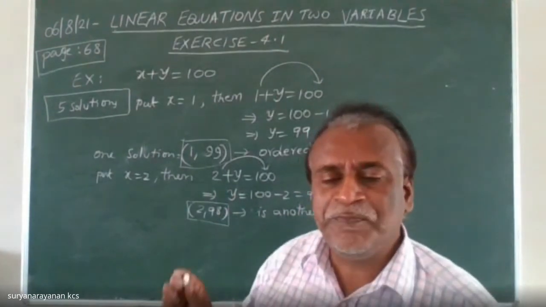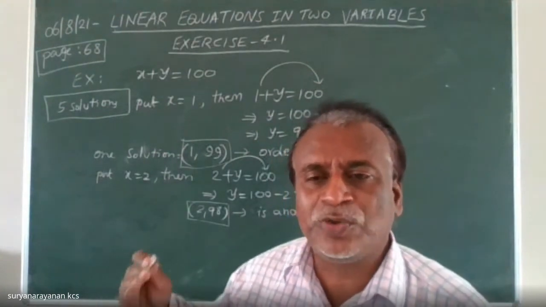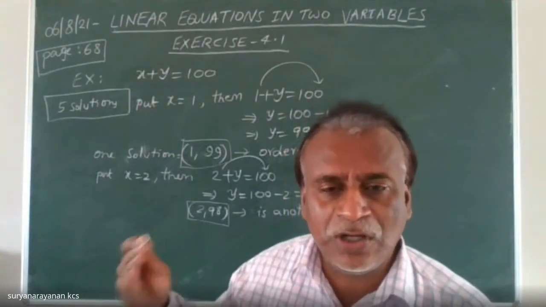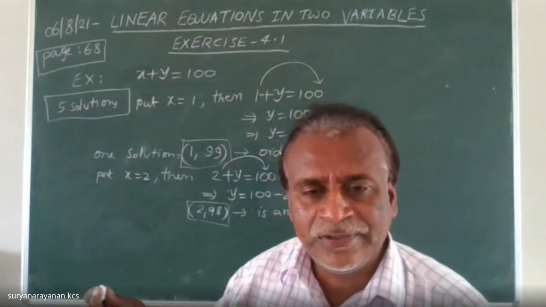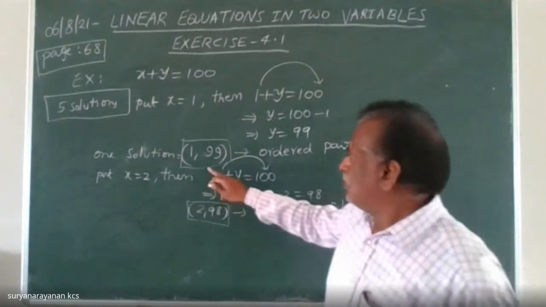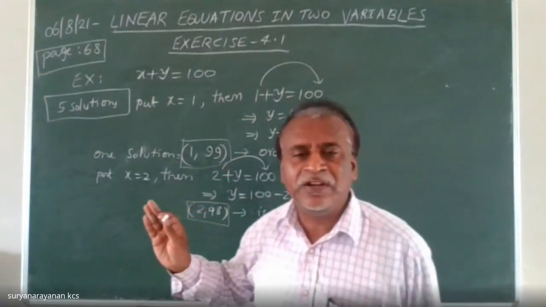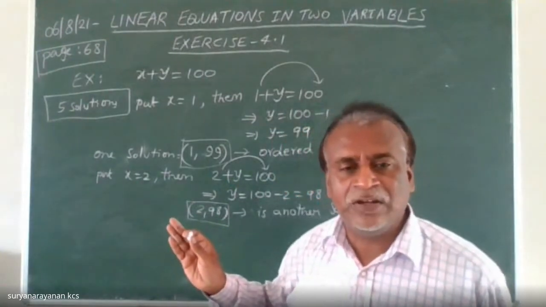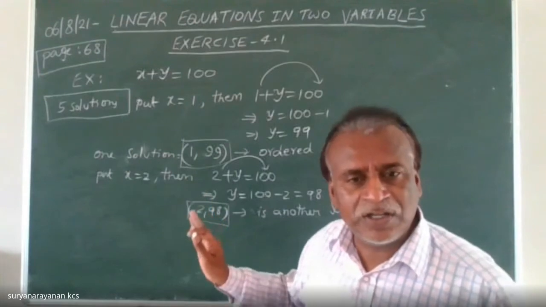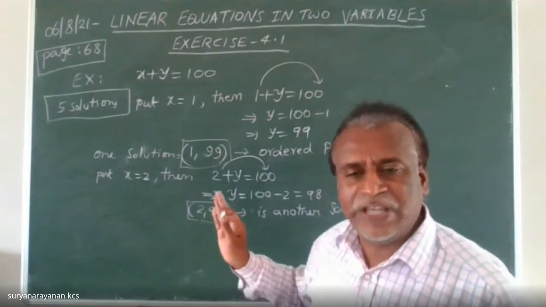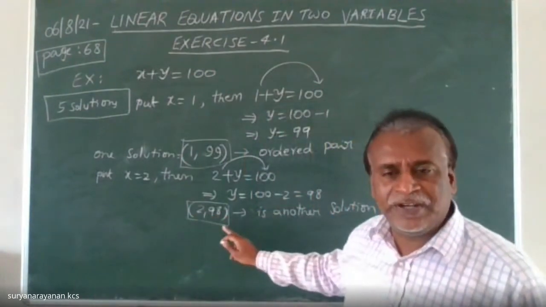Your name is important for anyone to call you. What is important? Your name is important. Yes or no? Similarly, if you want to read this notation, ordered pair, don't simply say 1 comma 99 or 2 comma 98. Don't say like that. It is not a correct procedure. You say ordered pair 1 comma 99, ordered pair 2 comma 98.